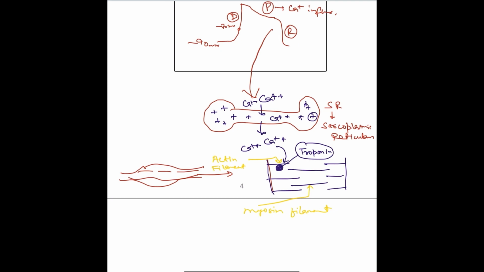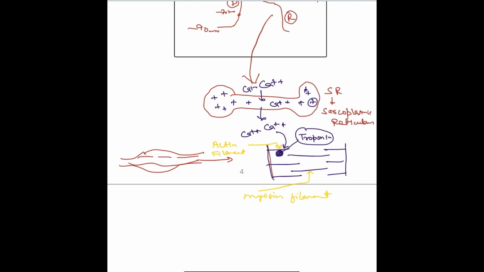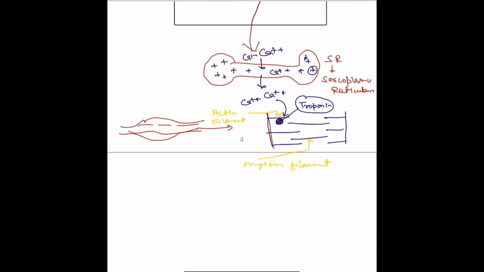When the calcium is released from the sarcoplasmic reticulum, more and more calcium is released, and it moves to the troponin, which causes the movement of the actin and myosin filaments towards each other. Actin moves inside, myosin moves inside, and then it causes the contractility.